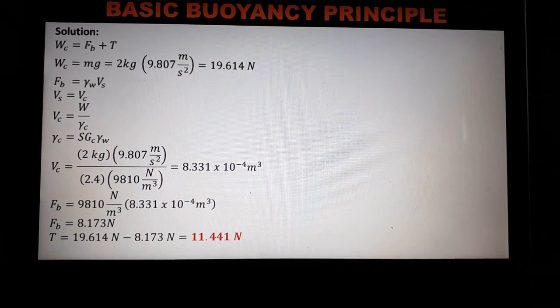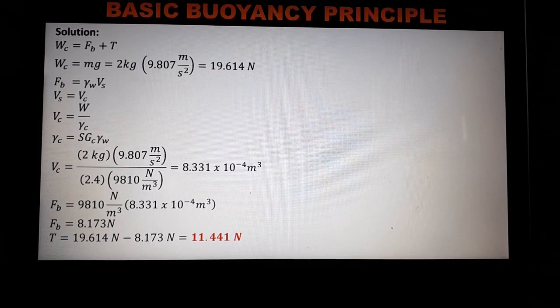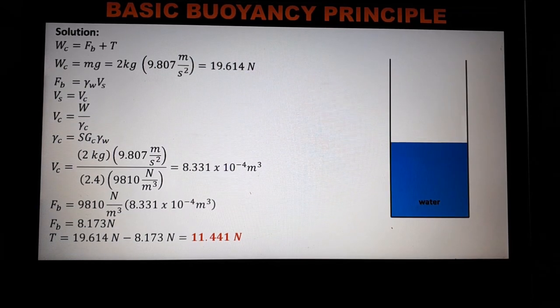So therefore, the tension is simply the difference between the weight of the concrete minus the buoyant force. And it will give us a value of 11.441 Newton. So it means that this is the amount of force needed to raise the object, or the concrete block, to float in the water with all of its volume submerged in the fluid.